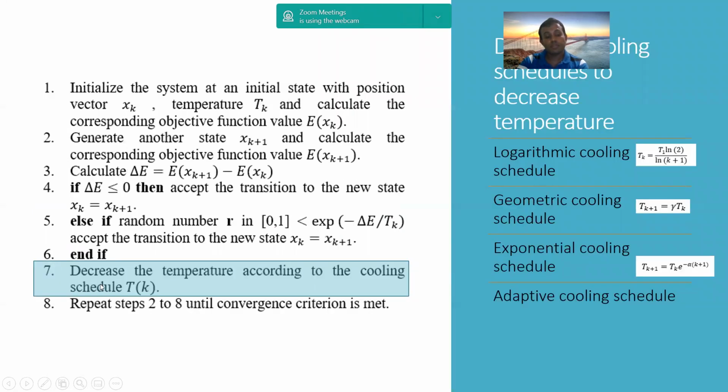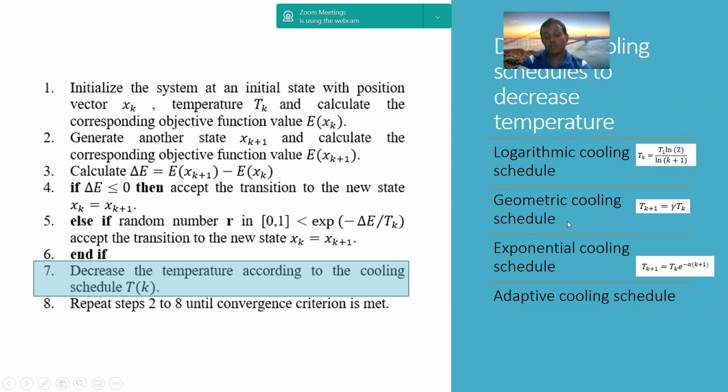So in step number 7, we can see we can continuously decrease the temperature of the system. So we start at a very high value, then we gradually decrease the temperature of the system. And to do that, we have different cooling schedules. We have the logarithmic cooling schedule, where at each kth step we divide by the natural logarithm of k plus 1, so this temperature keeps getting smaller and smaller.